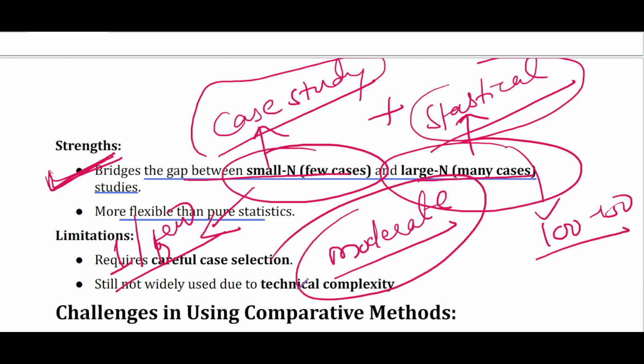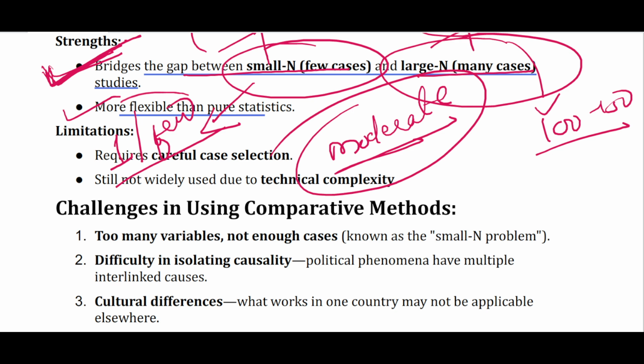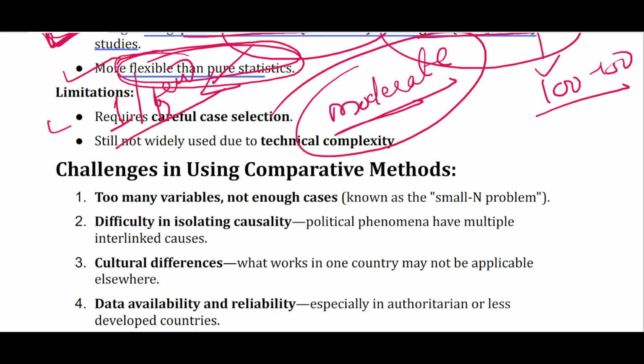The case studies are moderate. So उसके जो moderate cases के लिए this particular approach is quite relevant. Then it is more flexible than pure statistics कि सिर्फ GDP numbers ही नहीं study कर रहे हैं, contextual parameters, contextual factors, historical background, informal जितनी भी चीजें हैं वो भी study कर रहे हैं. फिर limitations, that it requires careful case selection and has technical complexity.